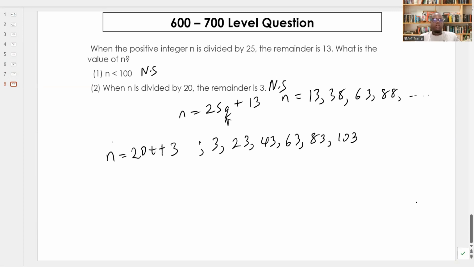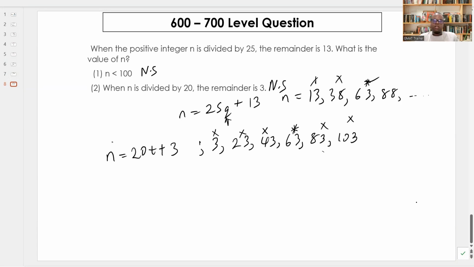If you combine them, we look for the number that satisfies these conditions, which means the number is less than 100 and, if you divide it by 20, you get 3 as a remainder. Looking at the lists, 13 is out, 3 is out, 38 is out, 23 is out because it doesn't fit, and 43 is out. Then we have 63 in both lists.